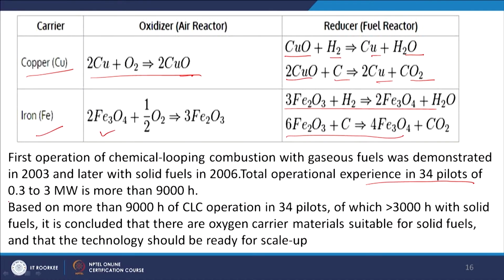So, this chemical looping system is not yet commercialized on a bigger scale, but demonstration has taken place, and in total we see 34 pilots of up to 0.323 megawatt have run for more than 9000 hours. This is the technology which was demonstrated in 2003 and later with solid fuels in 2006. Initially it was demonstrated with gas fuels, and in 2006 with solid fuels. And from this data on the demonstration plants, it is very clear that this can be used on a commercial scale for the conversion of coal.